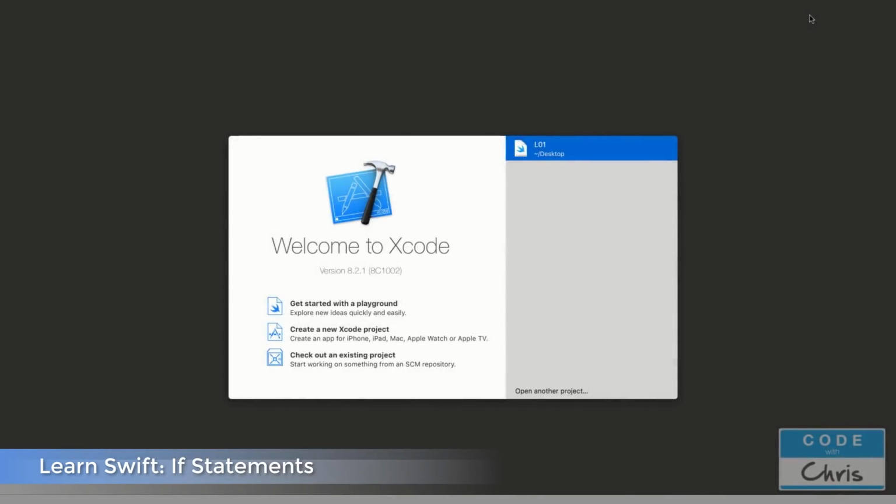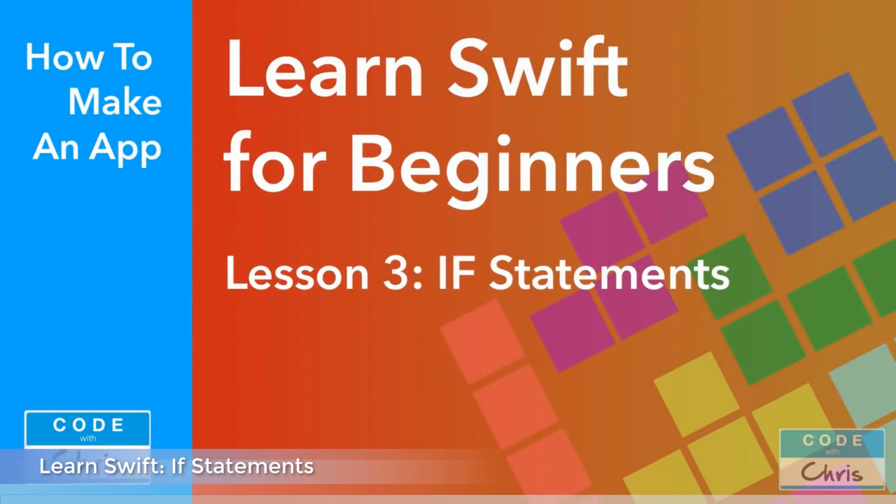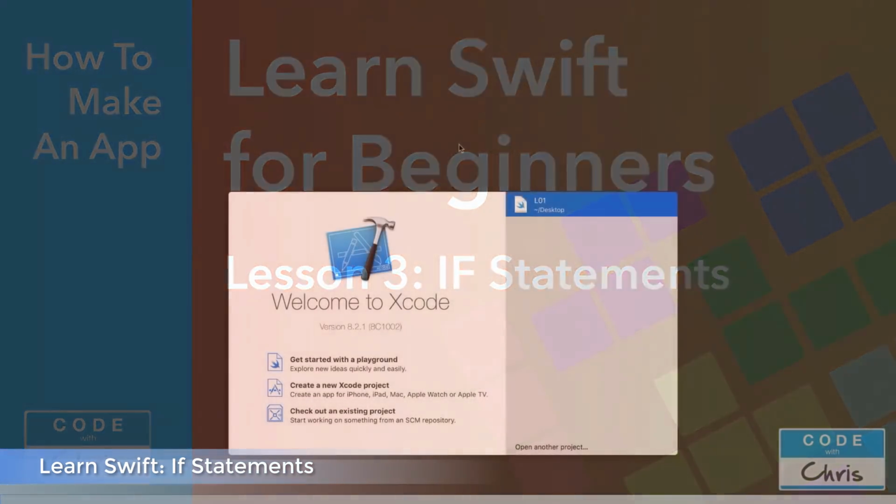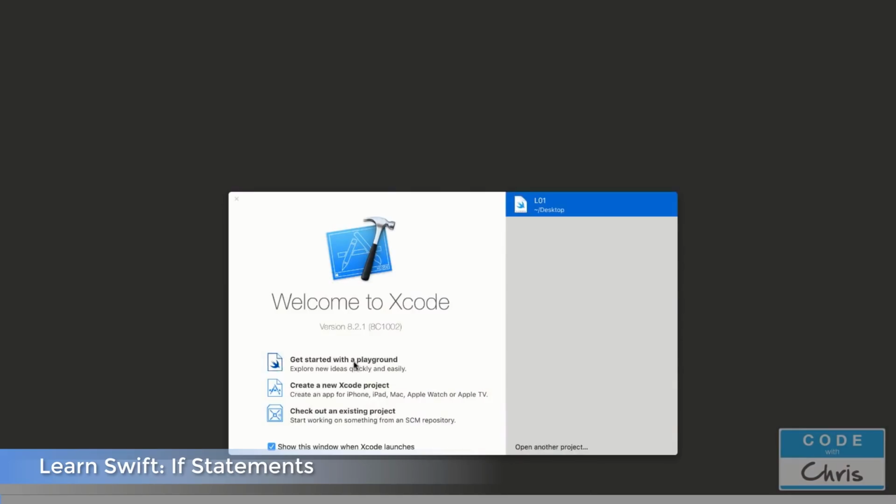Hello, welcome to Learn Swift for Beginners, Lesson 3. In this lesson, you're going to learn how to express some simple decision making in your Swift code using if statements. Alright, let's get started. So for this one, we're going to start a brand new playground.